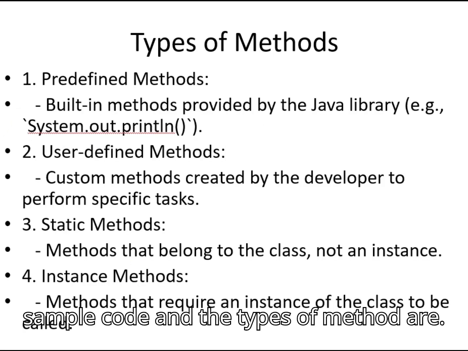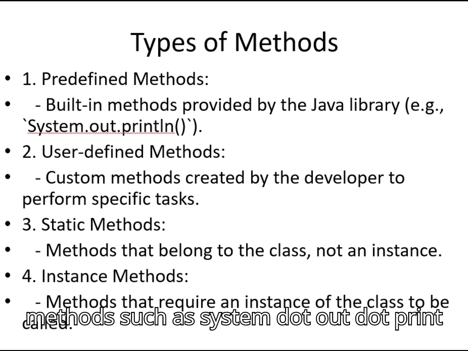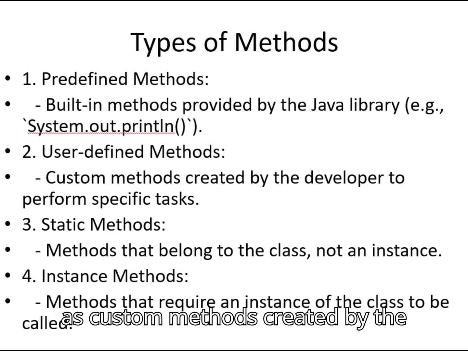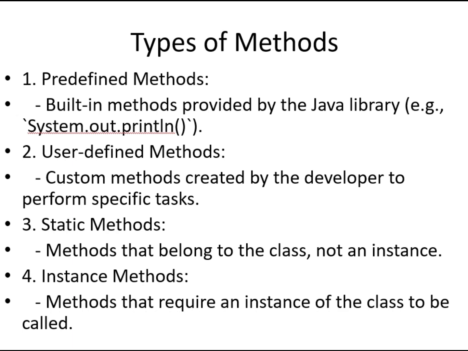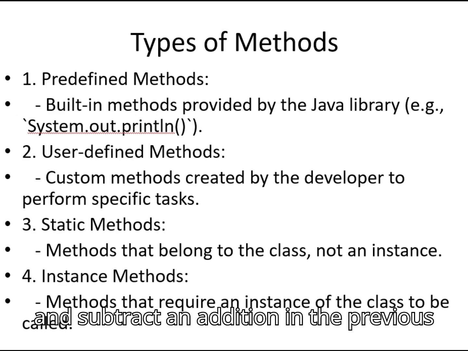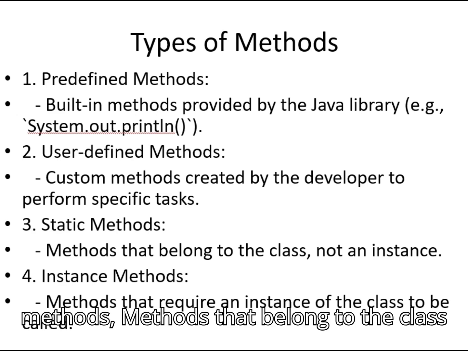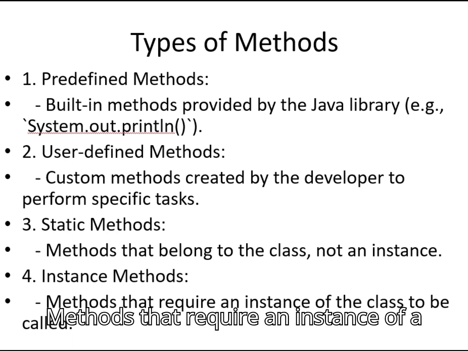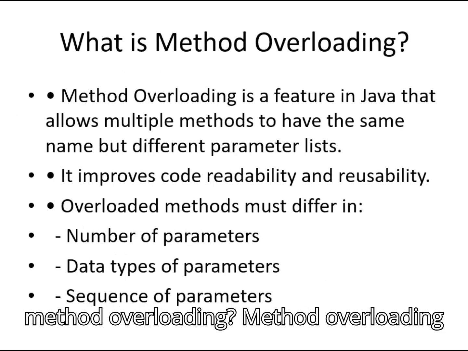The types of methods are predefined methods, which are built-in methods such as System.out.println, and user-defined methods, such as custom methods created by developers to perform a specific task, as we created methods called multiply, subtract and addition in the previous video, if you have seen it. And static methods belong to the class, while instance methods require an instance of a class to be called.